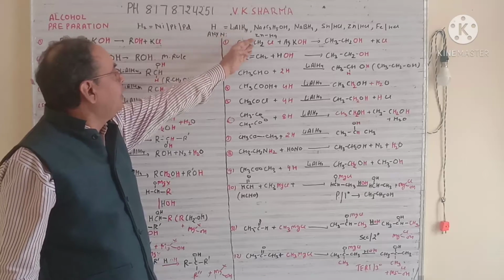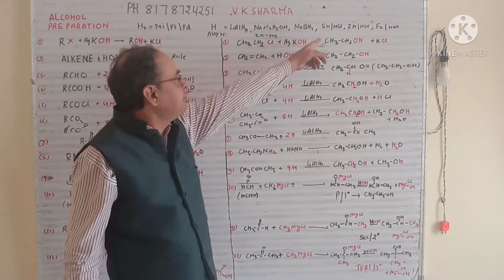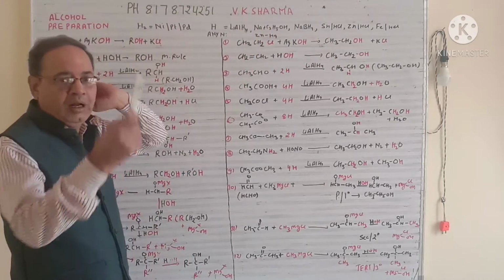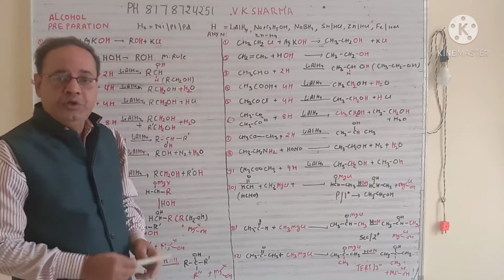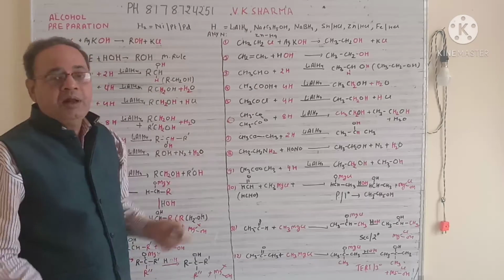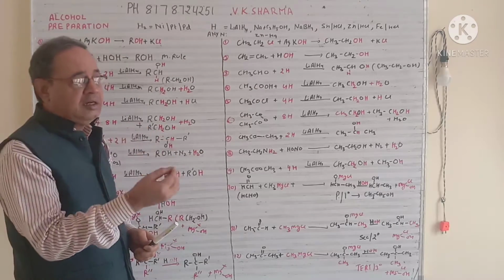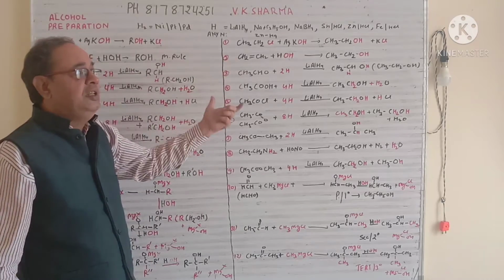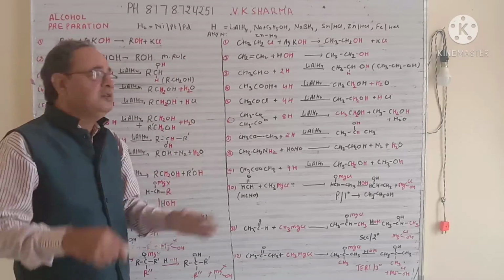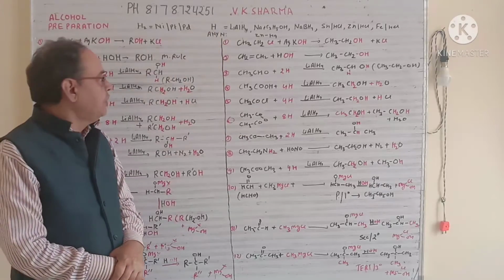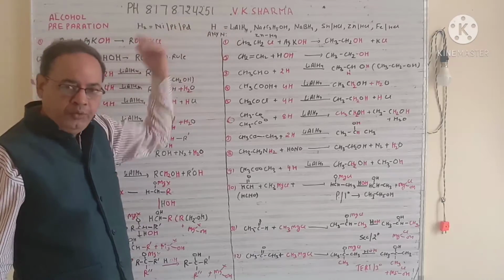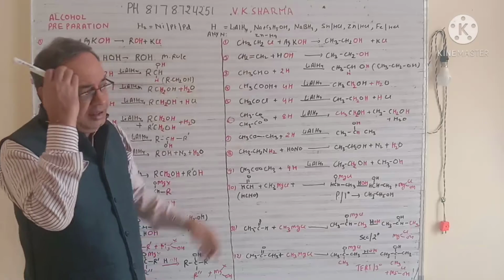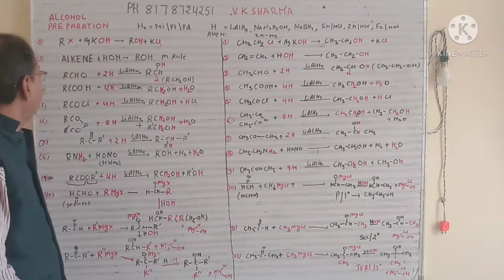So LiAlH4, Na plus C2H5OH, NaBH4, Sn/HCl, Zn/HCl, Fe/HCl, and zinc mercury, etc. There are many more also, but these are the main ones which are used in your book. Some of them are very strong, some moderate, and some are weak reducing agents. All these reducing agents have the same function, to add the number of H. So by using this, we have to go for reactions. I am taking this because most of the books have taken this catalyst as a reducing agent.